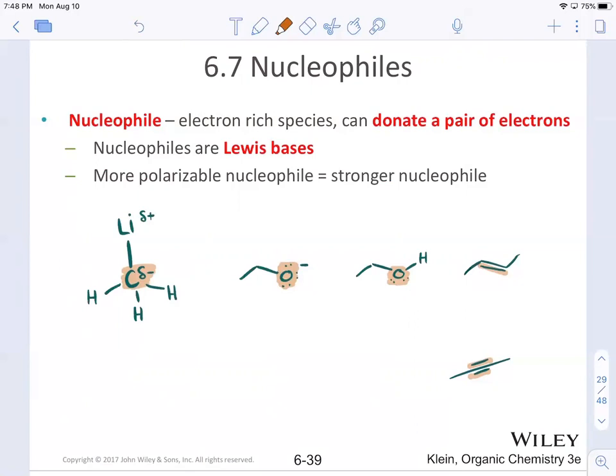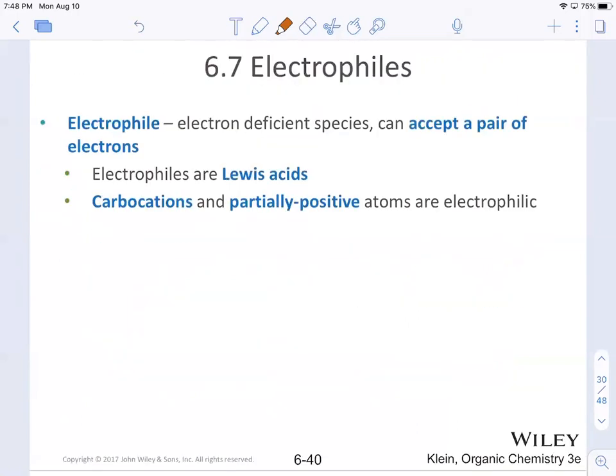Now, the more polarizable the nucleophile, the stronger it is. We'll be able to talk about what that means in just a little bit. An electrophile is the electron deficient species, so electron loving, something that's looking for electrons and is going to accept a pair of electrons. So these look more like acids, whereas the nucleophiles look like bases. The electrophiles look like acids.